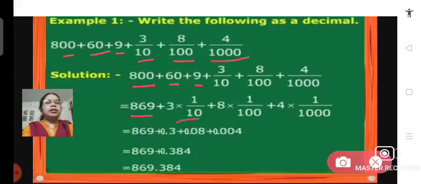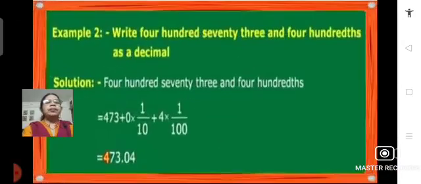3 tenths can be written as 3 into 1 upon 10. 8 hundredths can be written as 8 into 1 upon 100. And 4 thousandths can be written as 4 into 1 upon 1000. So it becomes 869 plus 0.3 plus 0.08 plus 0.004. So it becomes 869.384. So the number is 869.384. Let's look at one more example.